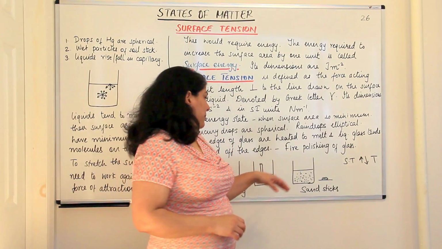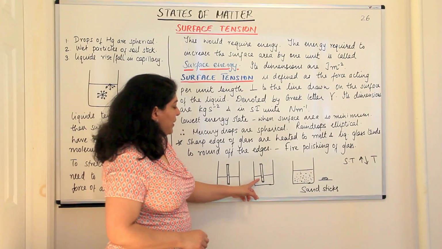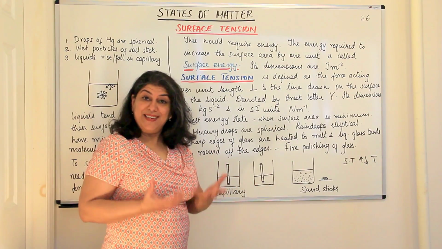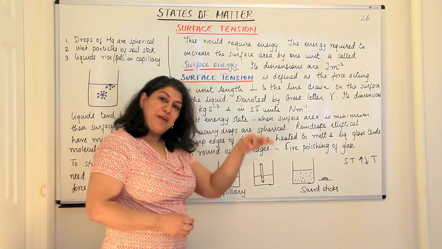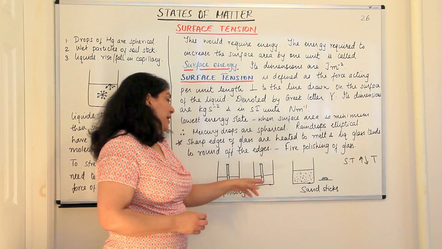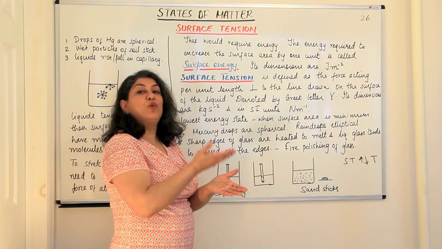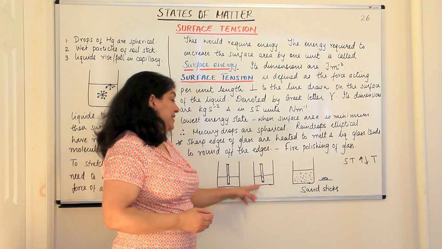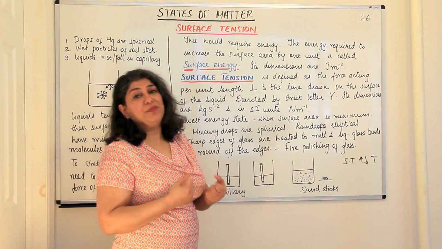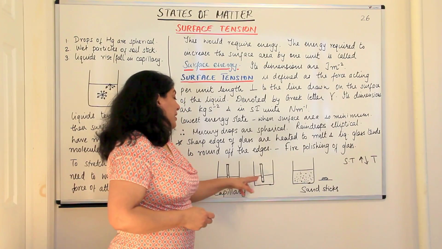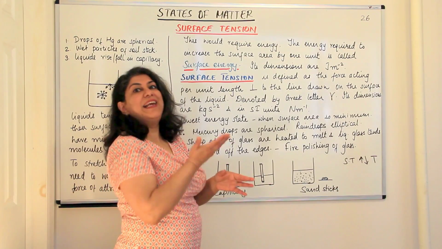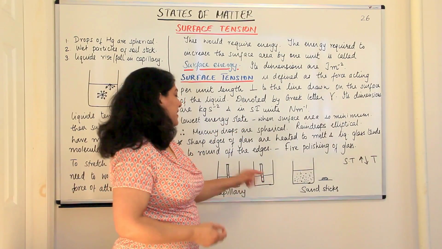For example, in the case of mercury, we would find mercury is a dense liquid. So if you put a glass capillary into mercury, we would find that the level inside the capillary would dip. Why? Because it's a dense liquid, the force of attraction is much stronger, and therefore that force of attraction does not let the mercury rise easily in the capillary.